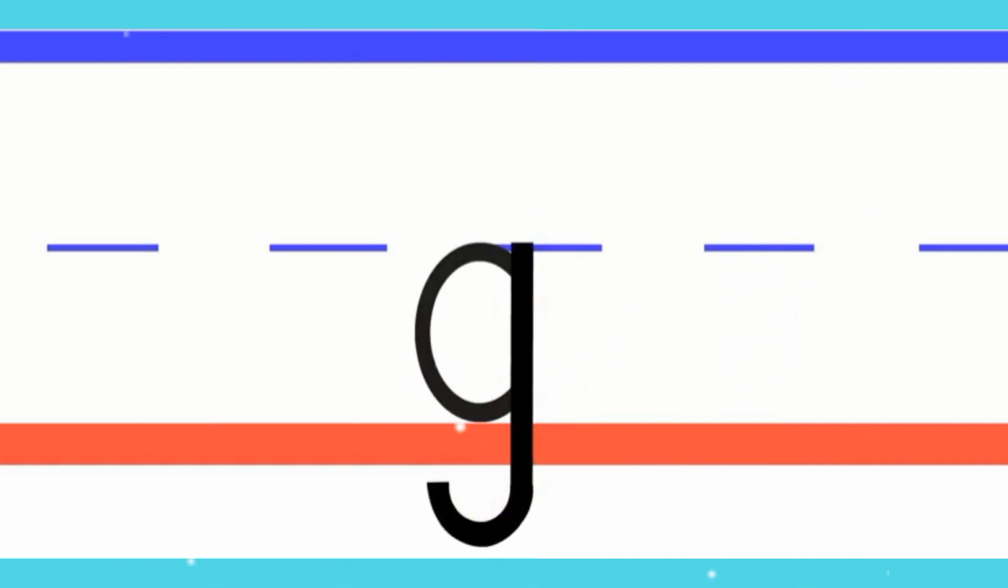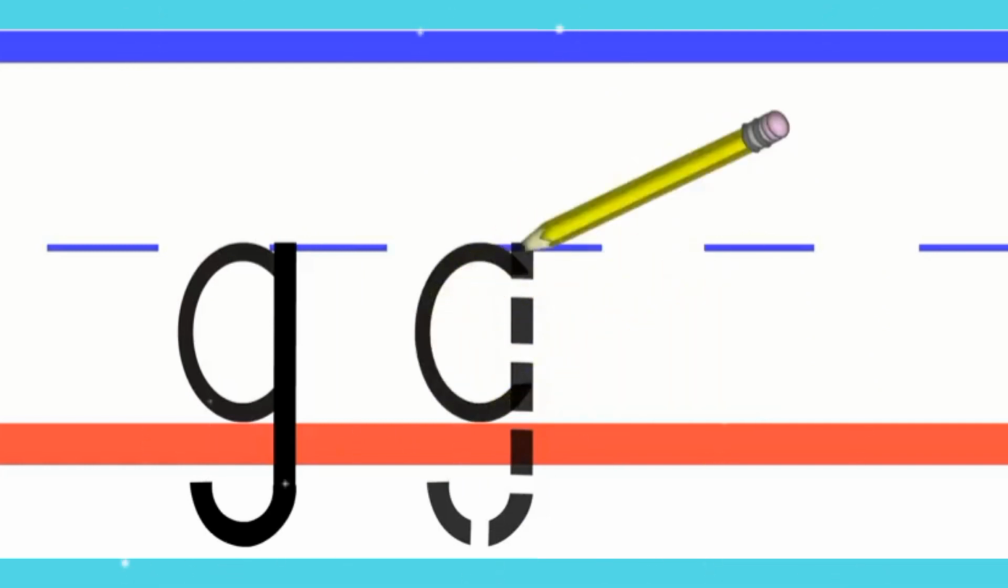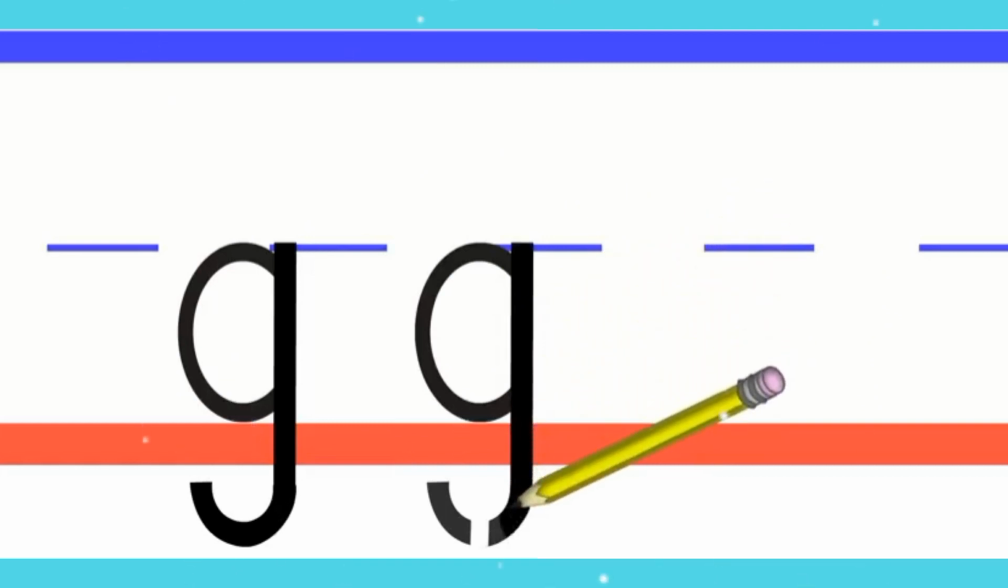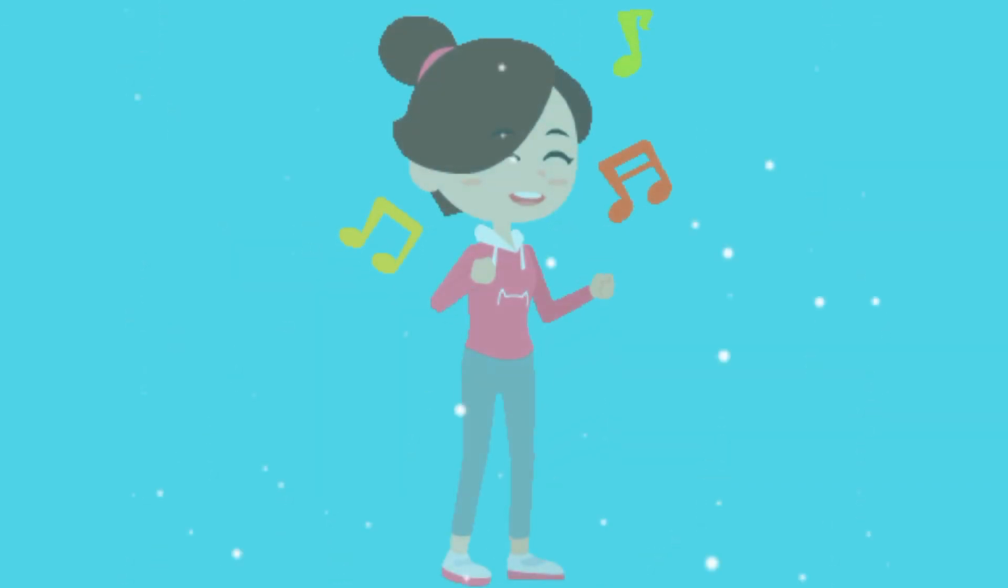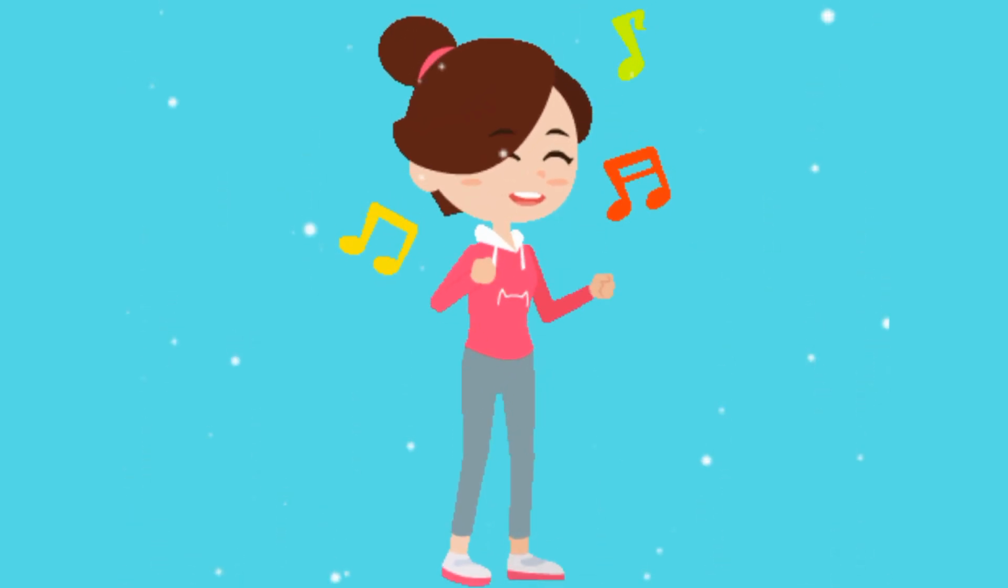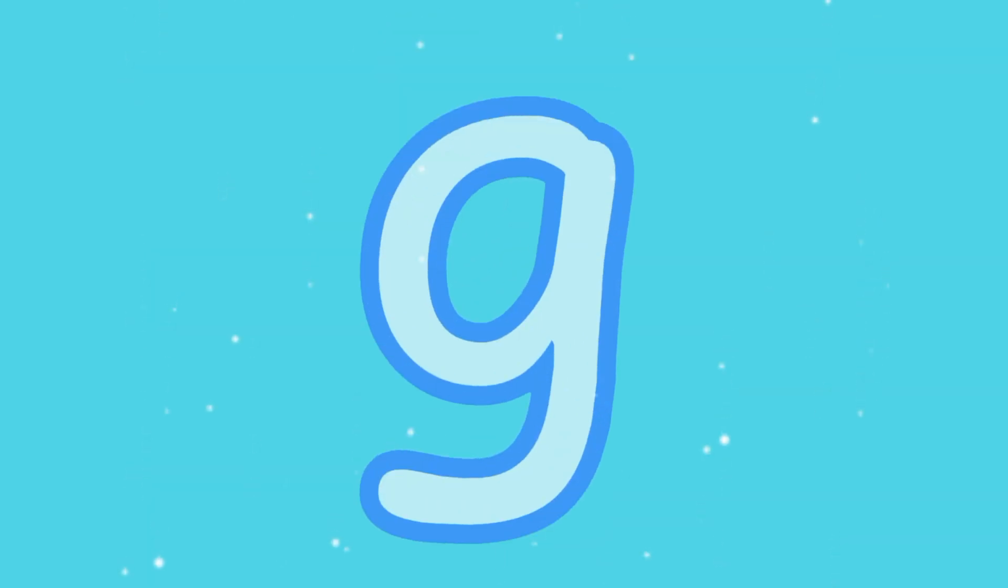I love my body and tail letters. You pull backward, around, up, down, and under. Don't forget to do finger spacing. Backward, around, up, down, and under. Wow! You have completed your lesson on the letter G.